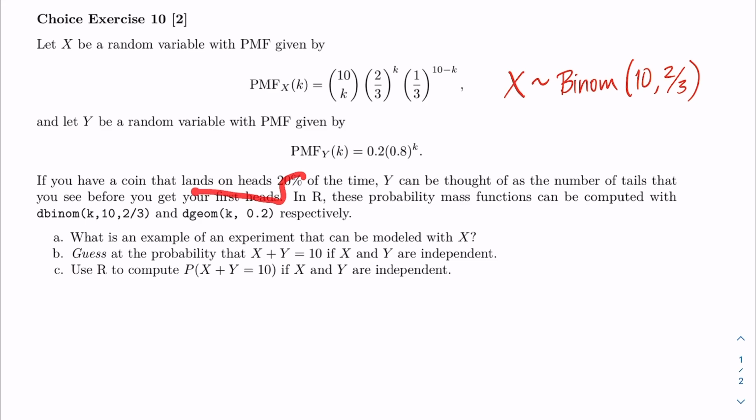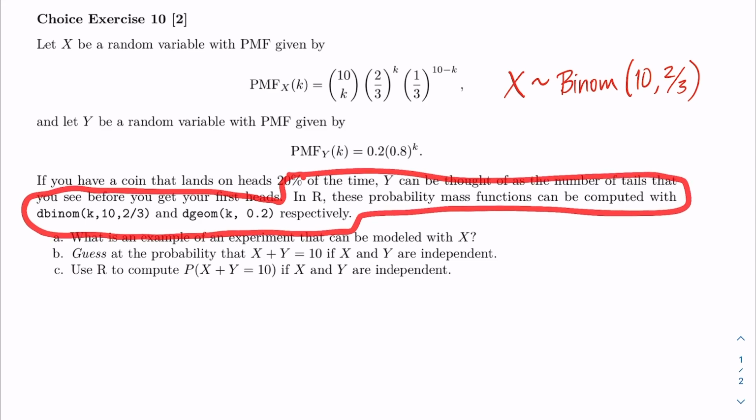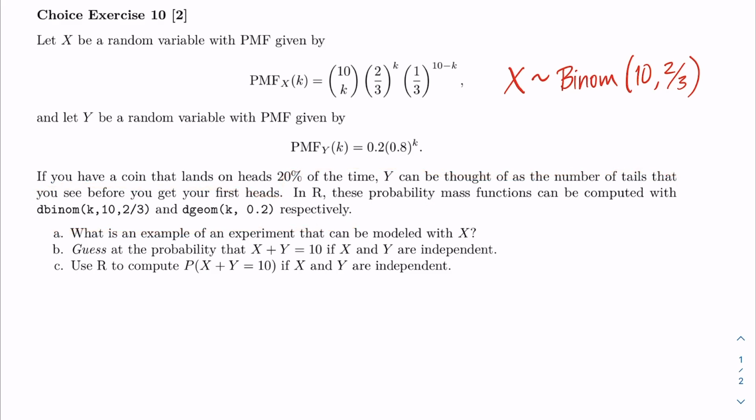And then in R, we have two implementations of these two probability mass functions, dbinom and dgeom. R's dgeom is a little bit different than the one we do in class, which reflects this slightly different story we're telling about it.